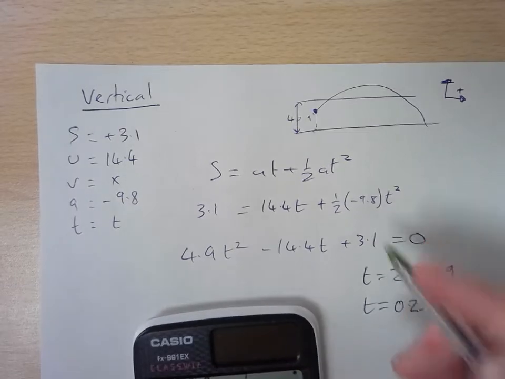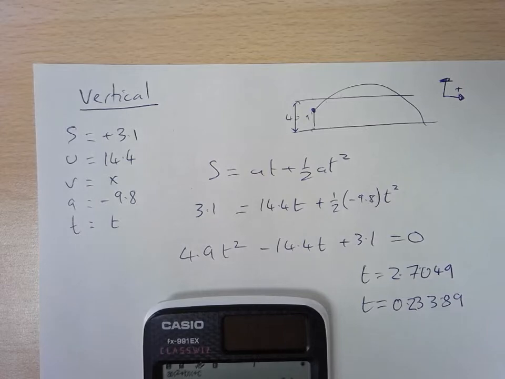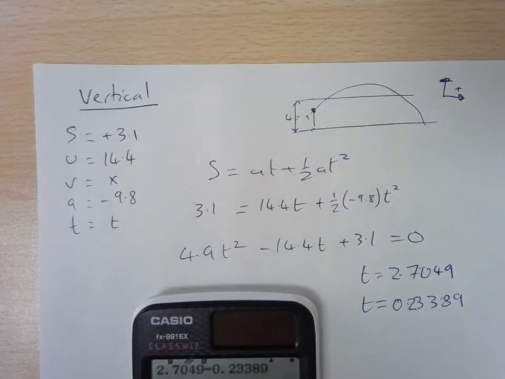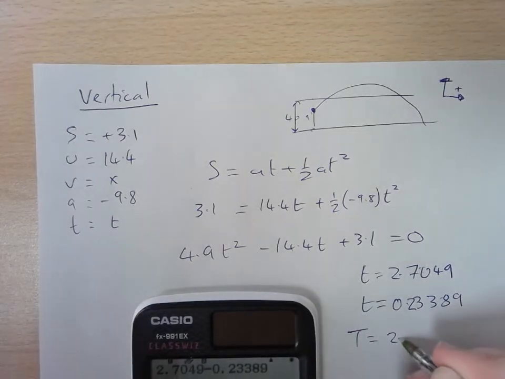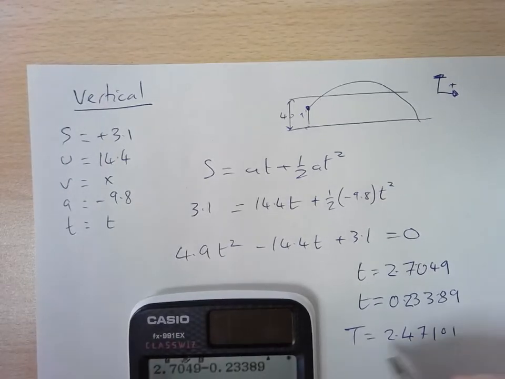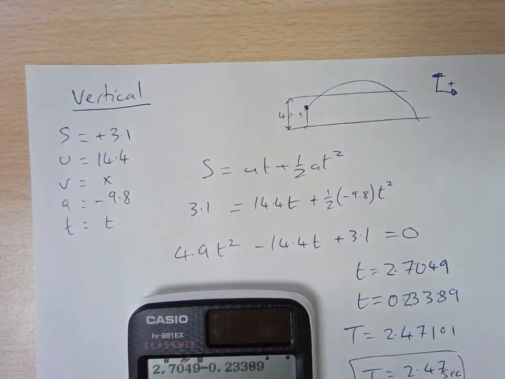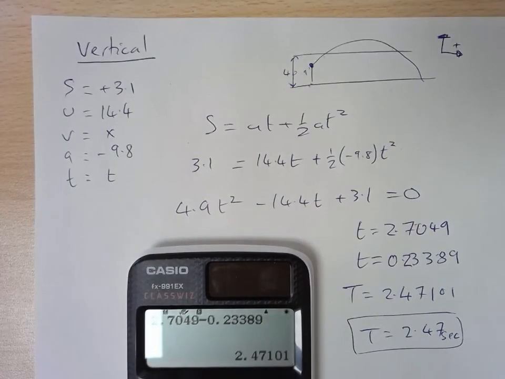So this one here is going to be the first one, this one is going to be the second one. To find the time in the air, we're just going to subtract these things. 2.7049 take away 0.23389 gives us this number here, which is t equals 2.47101, or t equals 2.47 seconds. Maximum, very maximum of 3 significant figures. You can do it as 2 or you can do it as 3.